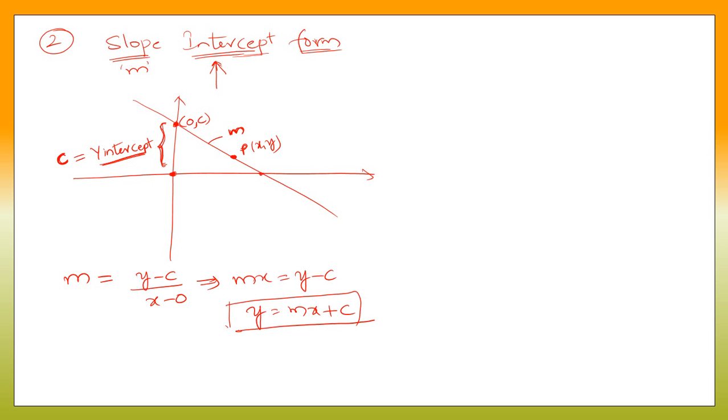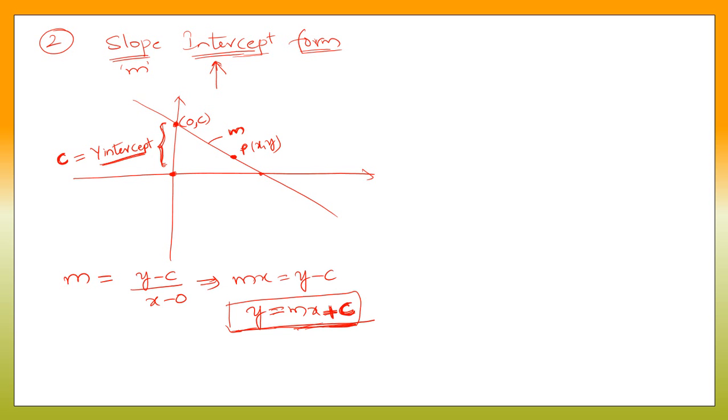This is my slope intercept form when the y intercept is given. This y intercept is c. Compared to the gradient form, this is somewhat different, because plus c is added here. So if plus c is added to the gradient form, then we have slope intercept form. Gradient form is different from slope intercept form, right?